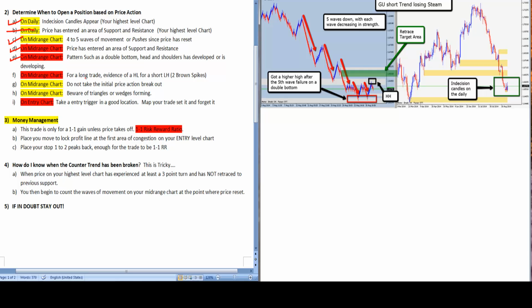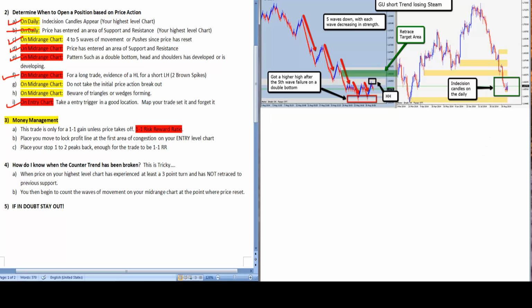Also, on the mid-range chart, evidence of a higher low. So we do have a slightly higher low. It's slight right here. You can see it. A slightly higher low, and then we do have a higher high. So this is another indicator of a potential counter trend trade happening in this area. And in fact, it did happen. So check this box, and we did have a good entry trigger, but it was in the middle of the night and I don't think I was around to take it.